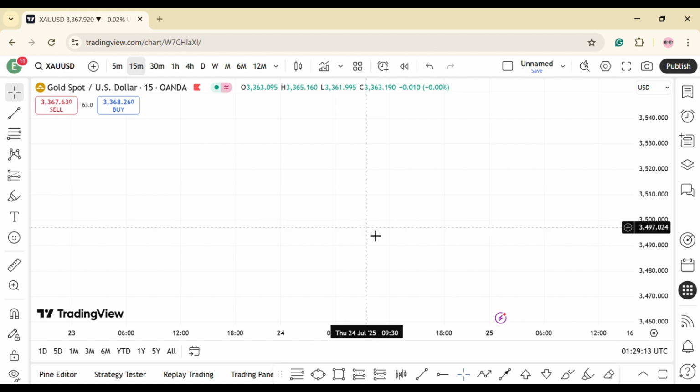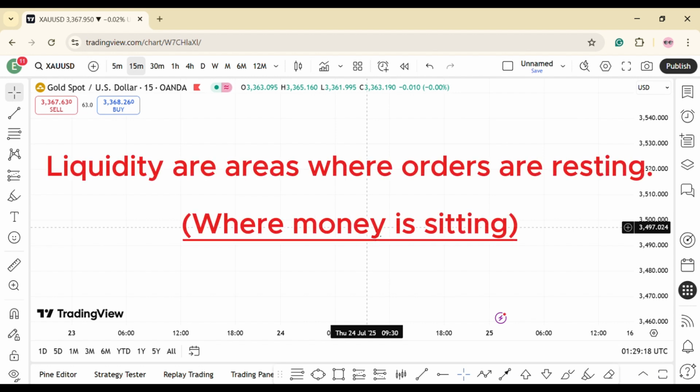Now, what is liquidity? In simple terms, liquidity are areas where orders are placed, where pending orders are resting. These areas are known as liquidity. And money moves the market. So your money, my money are the liquidity. Areas where money is, those are liquidity. What the market does is go to the area where money is, clear those areas, and then most times continue in its direction. You understand? That's what the market does.